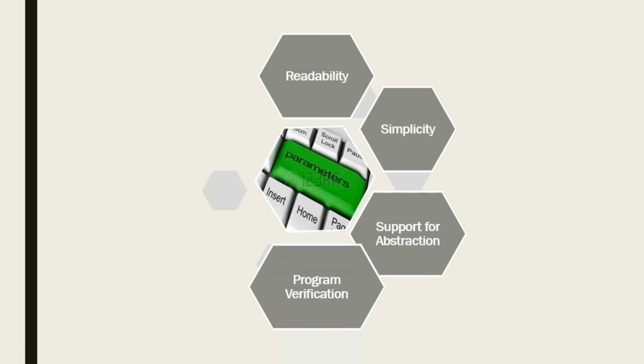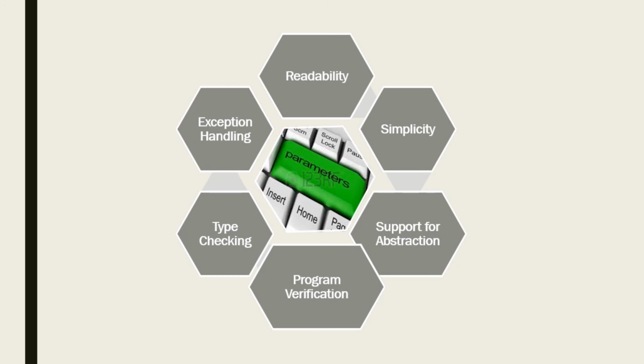Fourth is program verification. This involves checking the correctness of the program. And fifth is type checking. This refers to a type checking mechanism at compile or runtime. And the last is exception handling. This refers to an error handling mechanism.